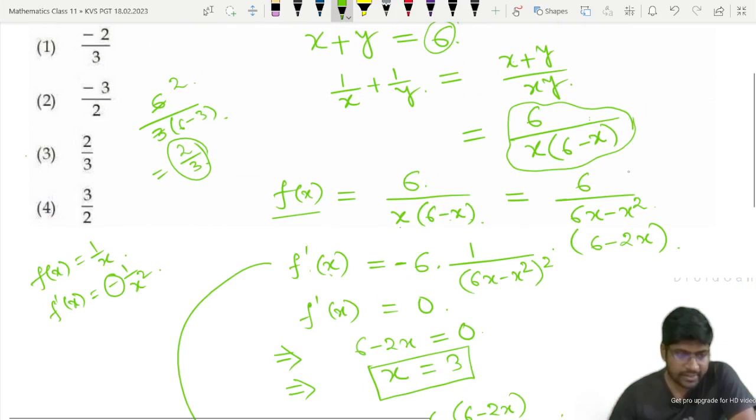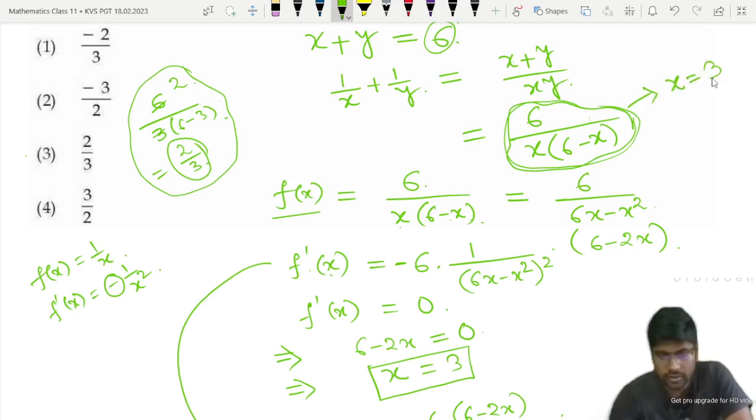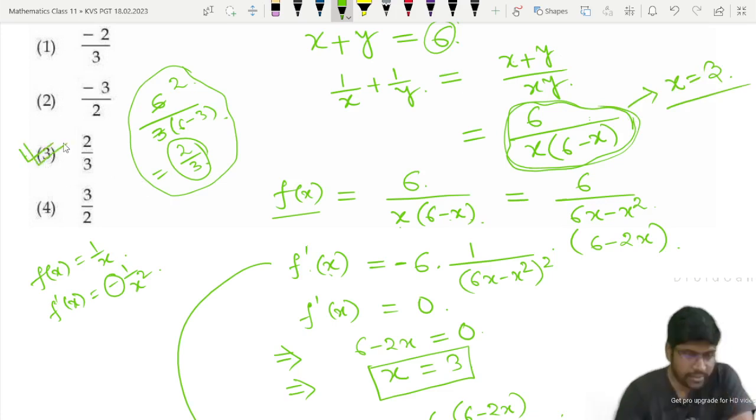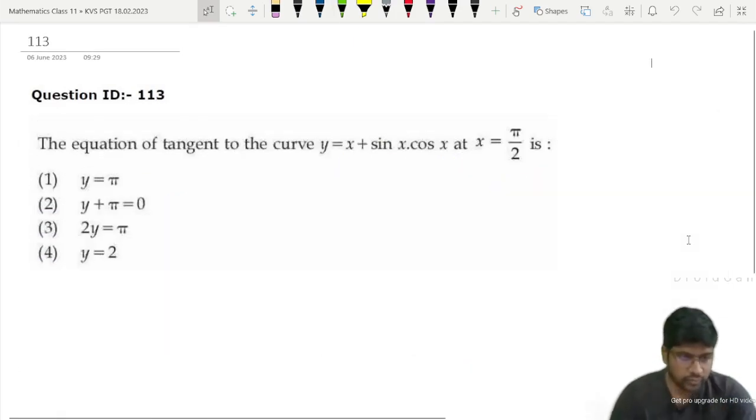See, in this side I have done. What is the minimum value? It will be 2 by 3. Okay, it will be 2 by 3. Here I have done the minimum value. Just put x is equal to 3 in this expression, and you will get the minimum value, 2 by 3. So option 3 is the correct answer. Okay, option 3 is the correct answer. So this was question number 112. Now let's move to question number 113.